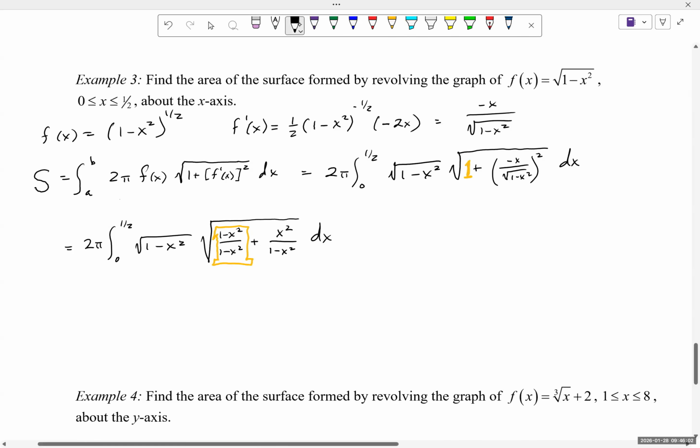So I made a common denominator. 2 pi integral from 0 to 1/2. Still good? Yes, no, maybe? Yes. Okay. We have 1 minus x squared under a root. Here we're going to have, what happens when you add up this green part plus that green part? The x squareds cancel and you just get a 1 on top and you have 1 minus x squared on the bottom dx. Now what?